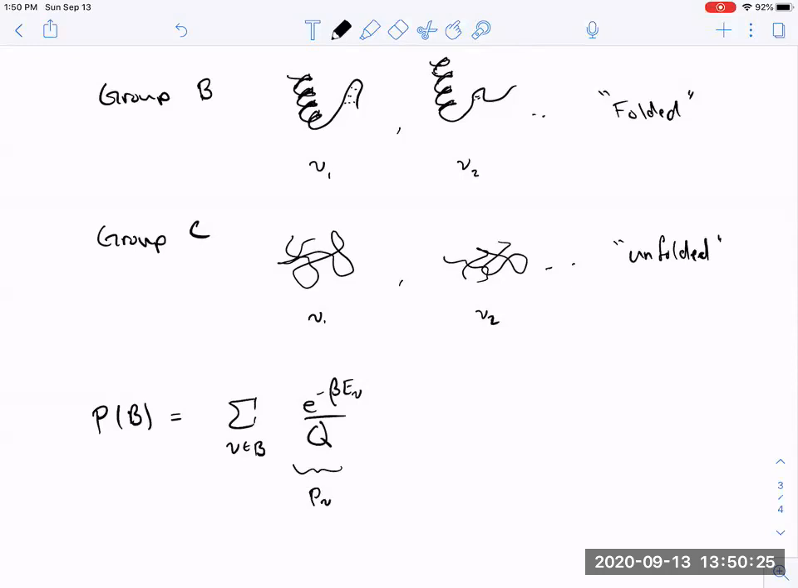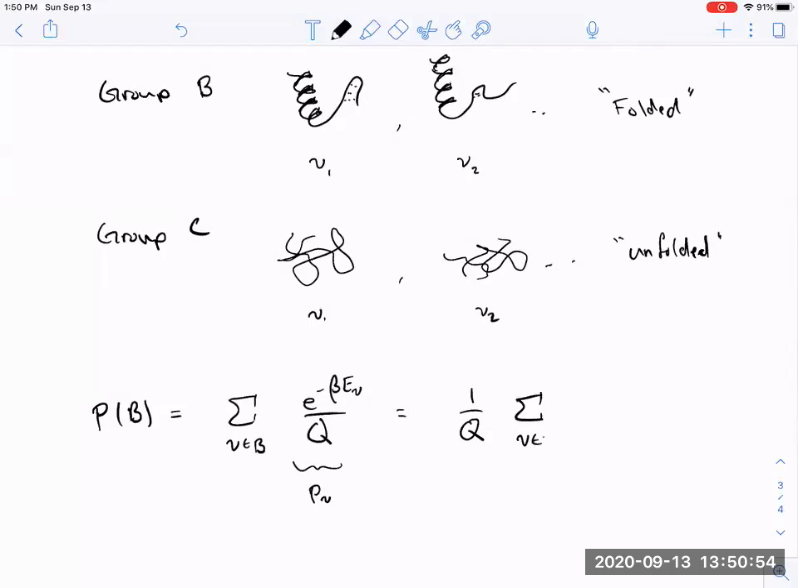I want to express the total probability of being in group B, which is then summing over all the different possible ways I can be in B, weighted by the probability of that specific microstate. Now Q, being a constant, can be pulled out of that sum. So I'm left with 1 over Q times the sum over all the B microstates, weighted by this Boltzmann factor.